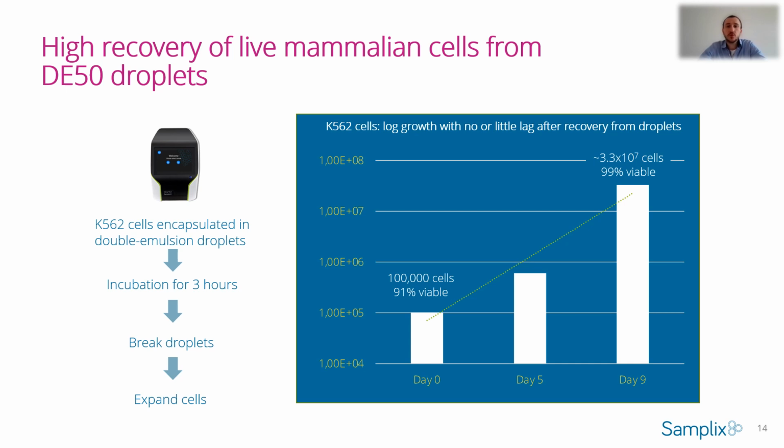And this is just to show you how the cells will look after recovery from the droplets. So you can see these are K562 cells examined here. We have a high level of viability right after droplet breakage. And then we'll have rapid cell growth and expansion with little or no lag phase afterwards.